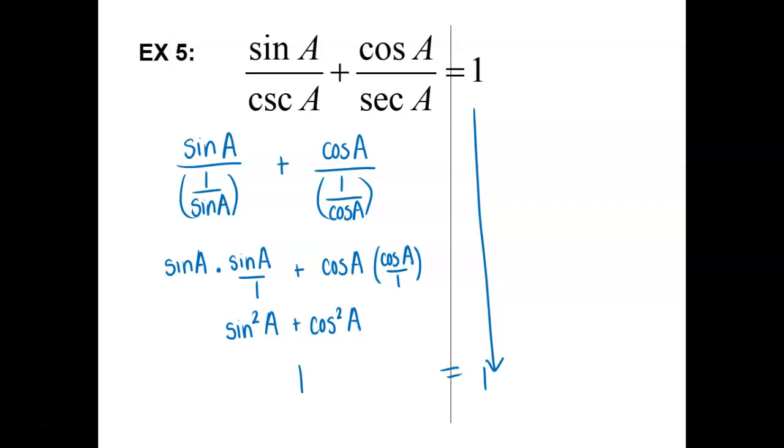There's other ways to do it. You could have got common denominators here and messed with it that way, but this is probably quicker than trying to get common denominators here. Okay, questions?